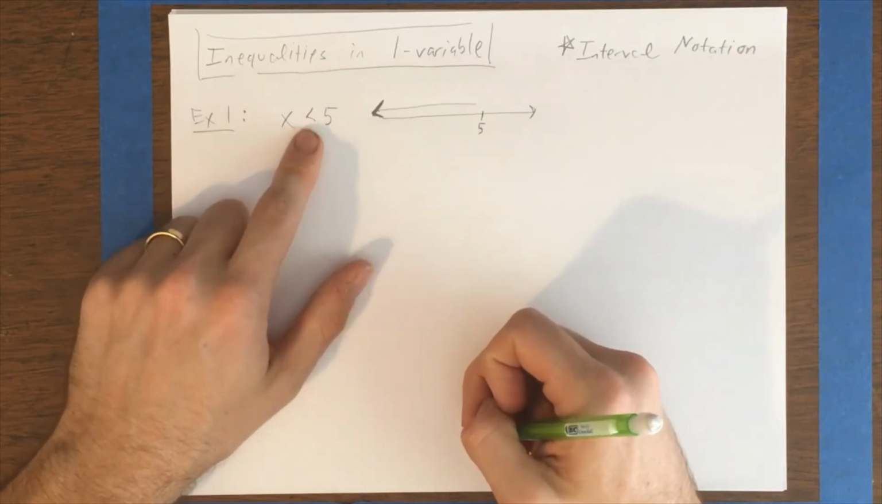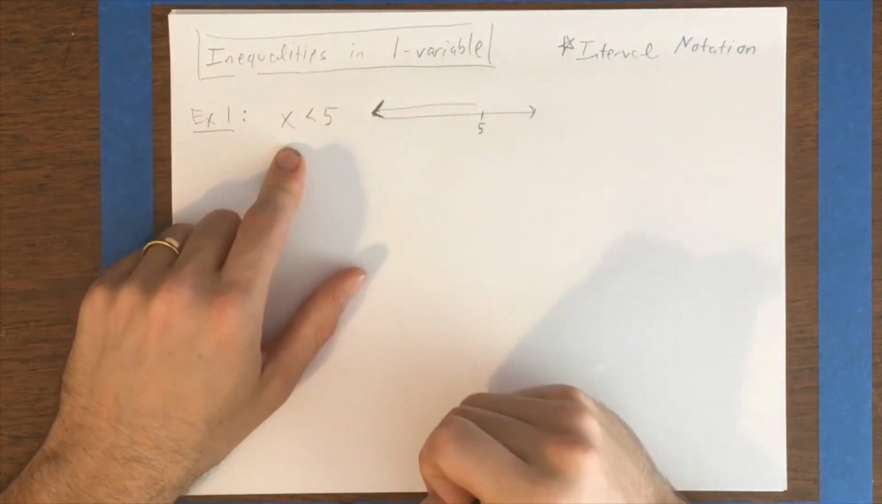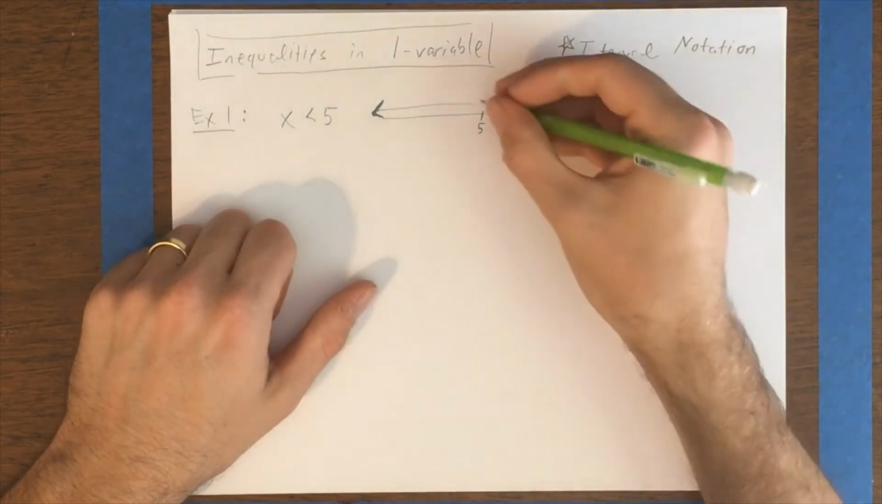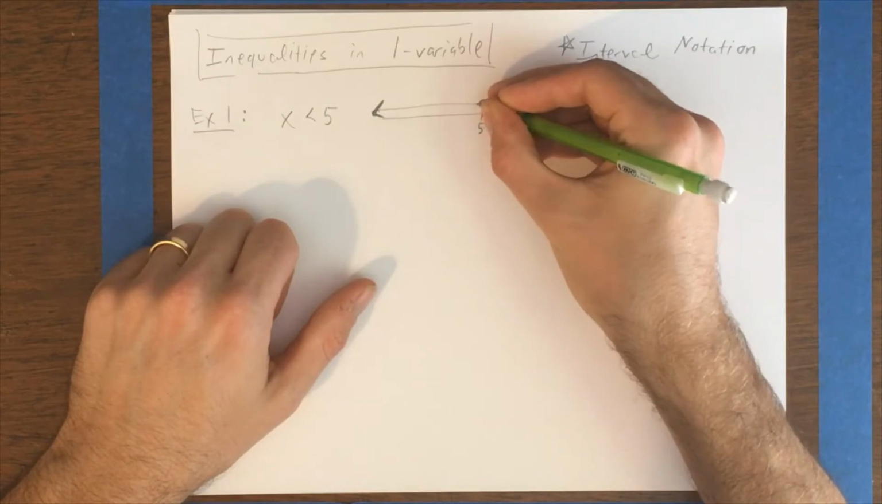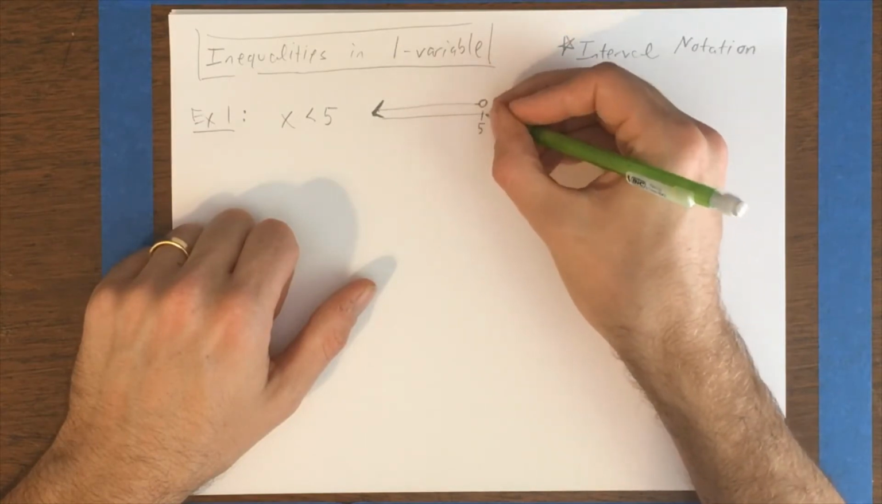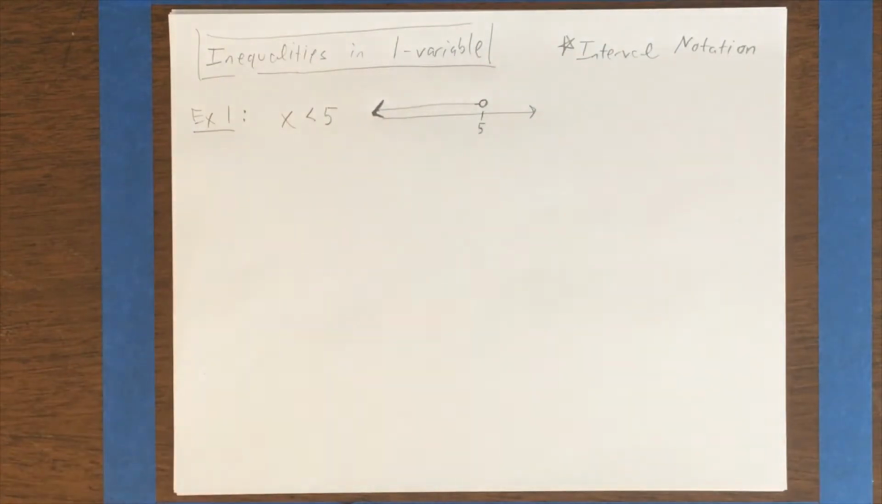Now, since it says less but not equal, right? If it were equal, we'd have a line underneath this. Less but not equal, we're going to put an open circle right here. That means we're coming all the way up to 5, but then we're not actually going to include 5. So that's how you graph that solution set on a number line.